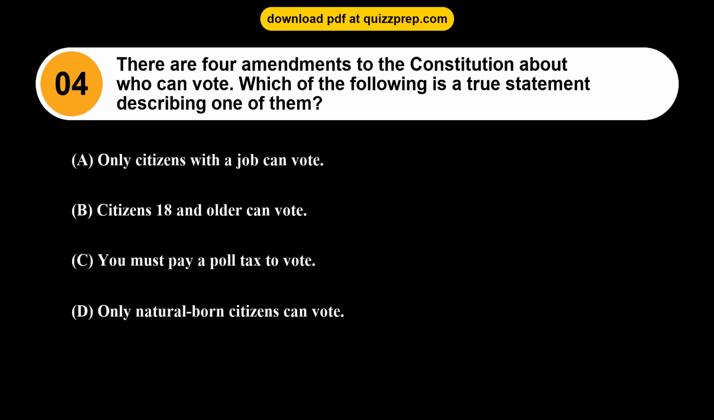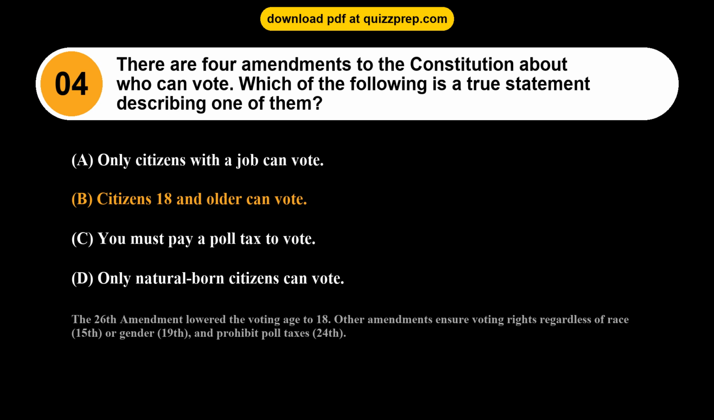Question 4. There are 4 amendments to the Constitution about who can vote. Which of the following is a true statement describing one of them? Option A, only citizens with a job can vote. Option B, citizens 18 and older can vote. Option C, you must pay a poll tax to vote. Option D, only natural-born citizens can vote. The correct answer is option B, citizens 18 and older can vote. The 26th Amendment lowered the voting age to 18. Other amendments ensure voting rights regardless of race, 15th, or gender, 19th, and prohibit poll taxes, 24th.